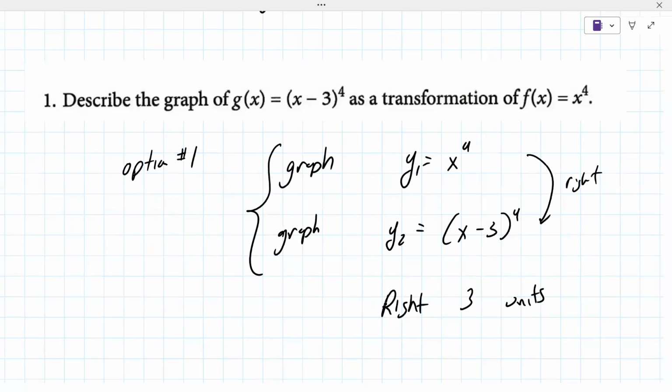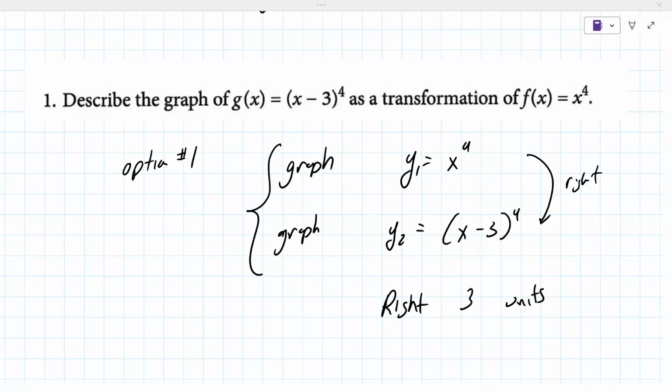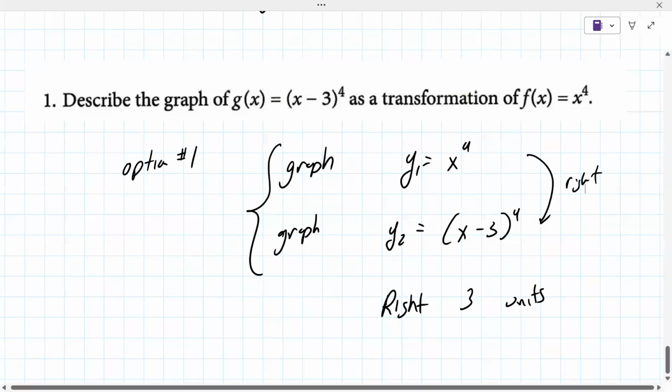Now, students are typically asked to do that without graphing it, but I don't see any problem with graphing it. So any questions on that? No. Okay. So the next style of problem we're going to see is kind of going backwards.